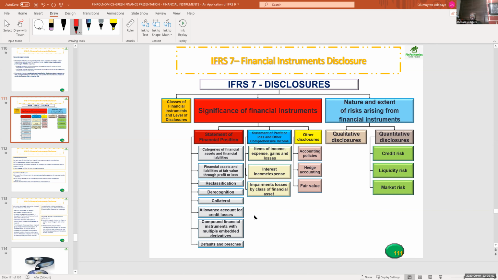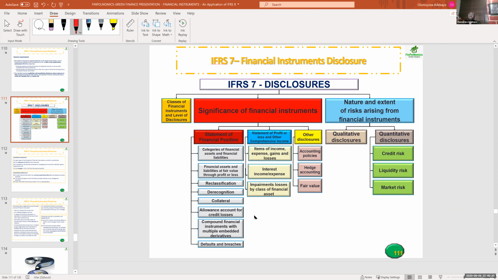You also disclose collateral that exists and the form of collateralization or securitization you have for all your financial assets. You also disclose allowance for credit losses, like what we just did under impairment assessment. If you have a compound instrument, especially with those that have multiple embedded derivatives, you disclose them. And finally, for every default and breaches that exist, you disclose them and how that affects your measurement of financial instruments and recognition of impairment or credit losses in the books.